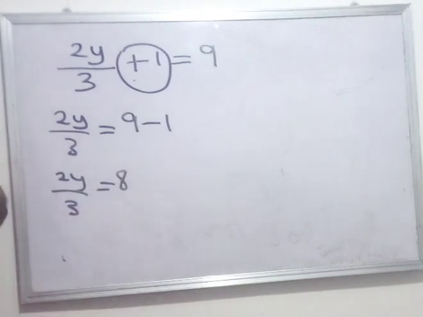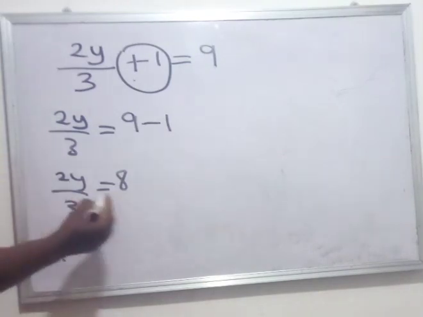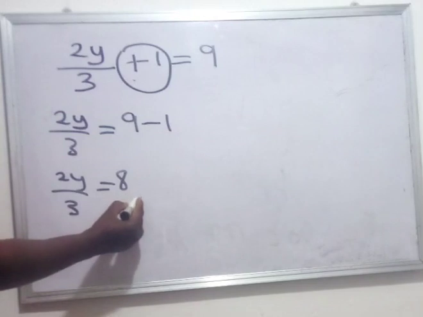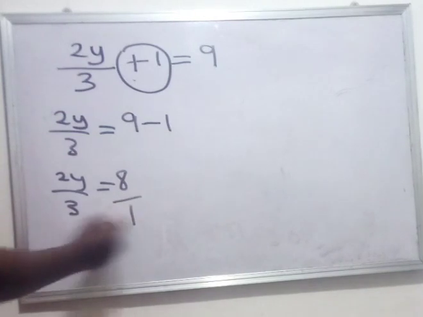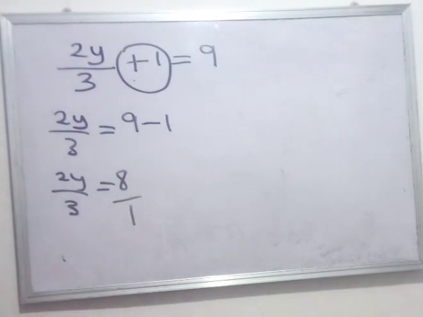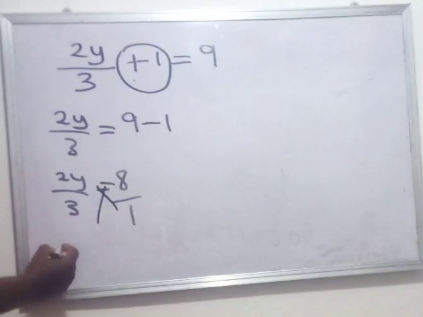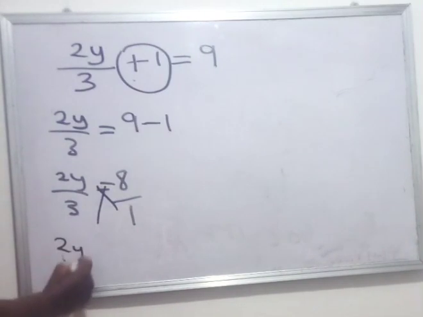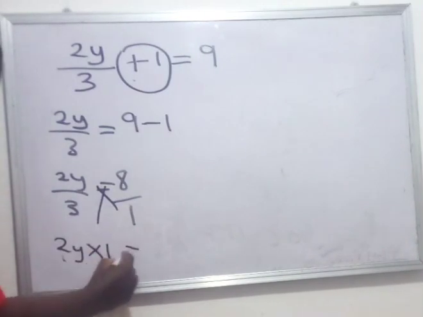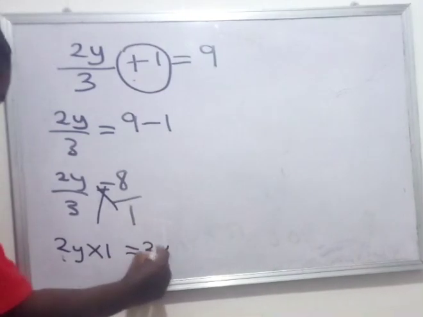Remember that when we have two fractions, we can cross multiply. But here, this is 8. It's not yet a fraction, so we drop 1 to make it a fraction. 8 over 1 is the same thing as 8. Then the next thing we do is to cross multiply. So this becomes 2y multiplied by 1 is equal to 3 multiplied by 8.